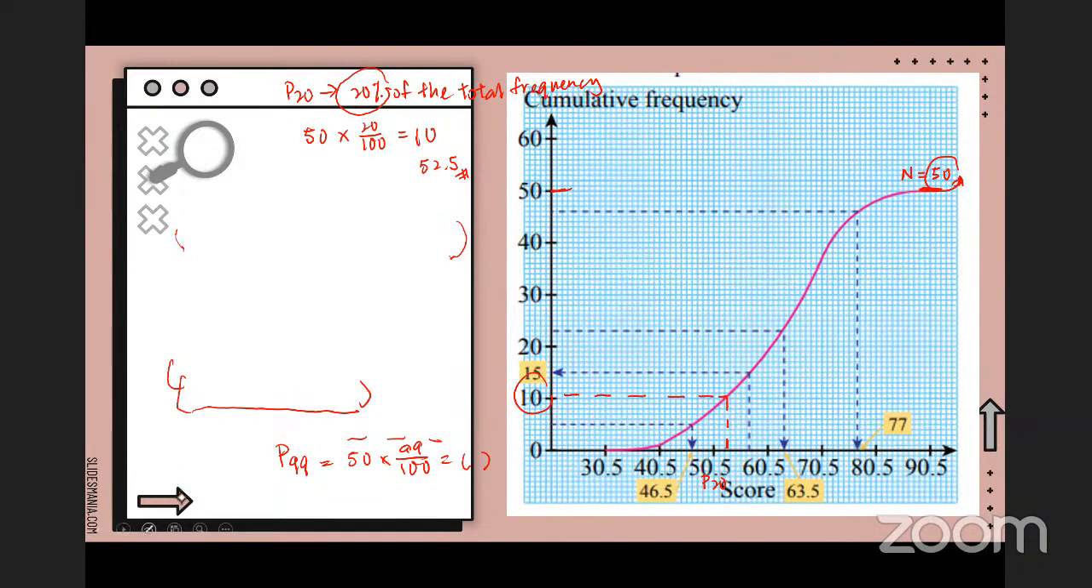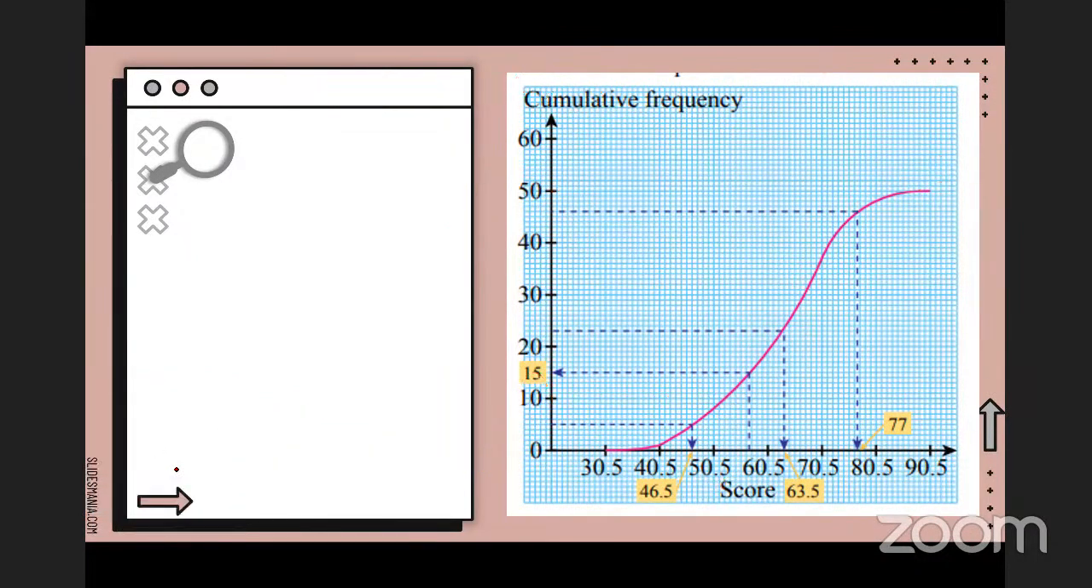Okay, so this is what I've said just now, and the same thing goes over here. You just find it like this. This is finding P10. What is the P10 of the 50? So you get 50 times 10 over 100, and you get 5, right? So you find the 5 over here, and see, it brings the line along and touches the ogive, and it brings it down, and you find the value here, which is 46.5. So it means that P10 is equal to 46.5.